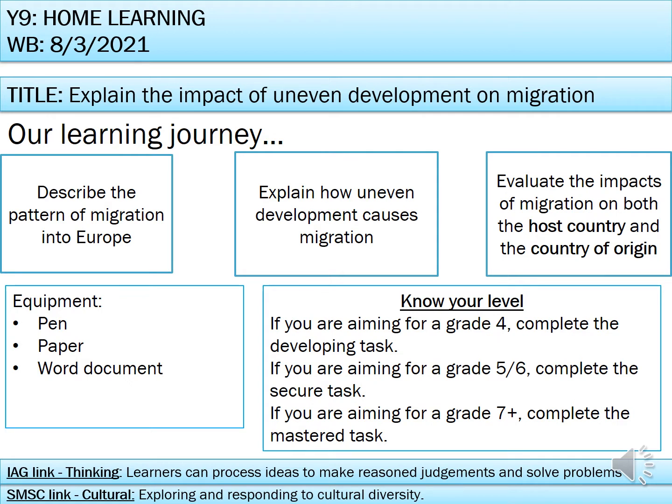Now in the bottom left hand corner you've got your equipment that you will need for today's lesson. You need to have a quick read through that so you know you're ready to complete the lesson. On the opposite side, the right hand corner in the bottom, you've got your know your level. Again, just need to quickly read through that so you know if you should be doing the developing, the secured or mastered task dependent on your MG grade.